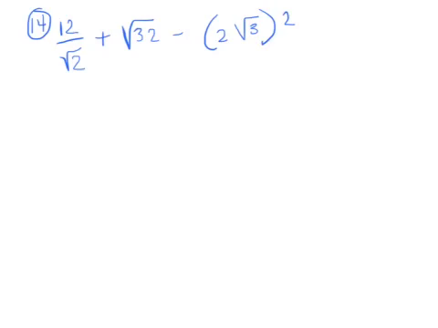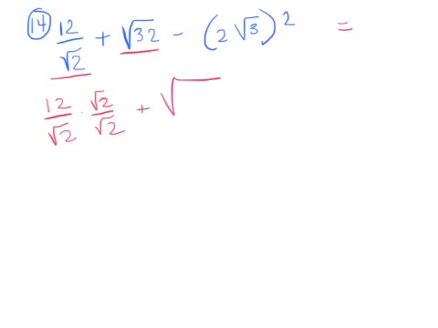Okay, number 14, I've got three expressions that need to be simplified. Let's take a look at each one. The first one, we're going to have to rationalize that denominator. So 12 over radical 2, we're going to multiply that by radical 2 over radical 2. The second expression, we're just going to need to get some perfect squares out from under that radical sign. I'm going to break 32 into 16 times 2. And then this last one, we just have to square it. So this is going to be 2 radical 3 times 2 radical 3.